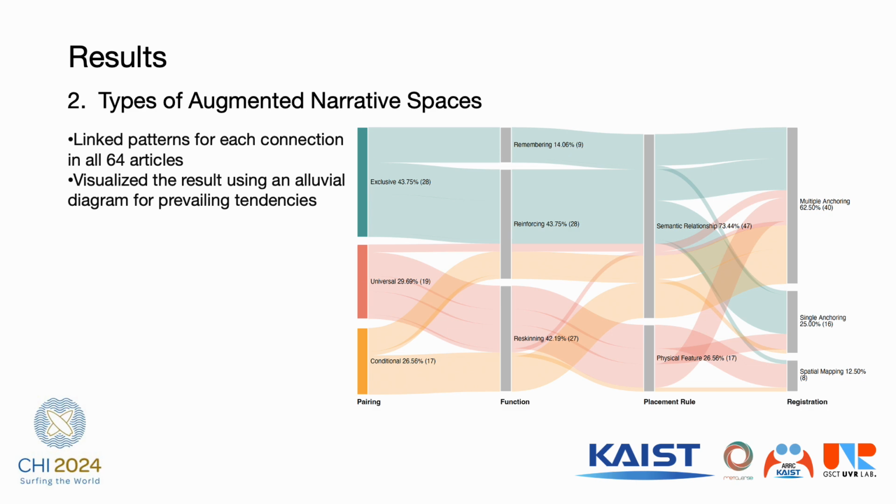Once we identified patterns for pairing and registrations as connections between spatial aspects of the virtual narrative space and real space, along with function and placement rule as those between narrative aspects of the two spaces, we linked the patterns found for these 4 connections in all 64 articles and visualized the data in an alluvial diagram.